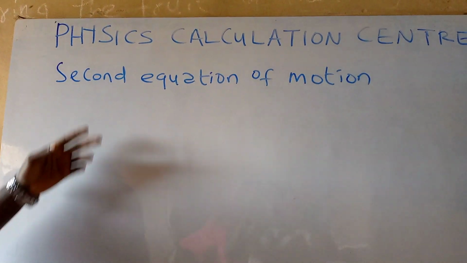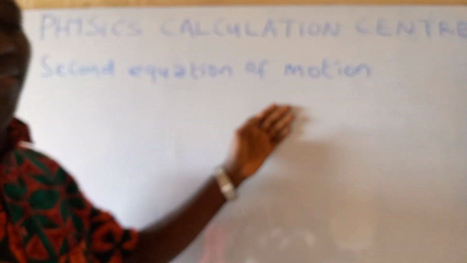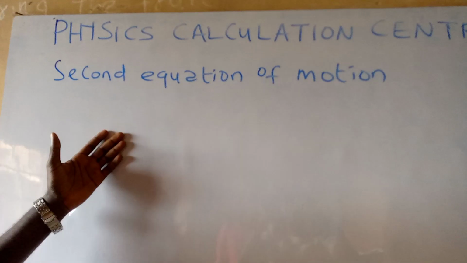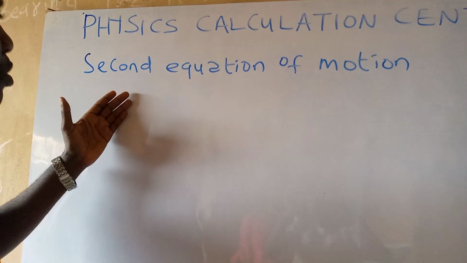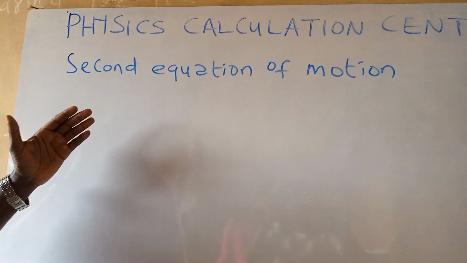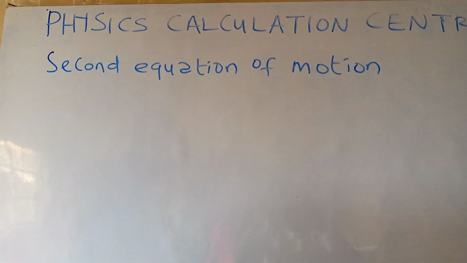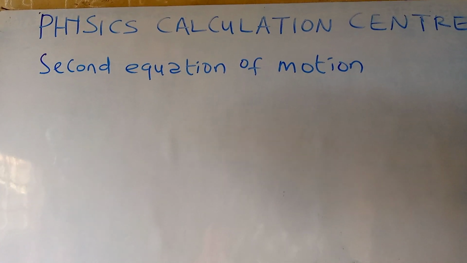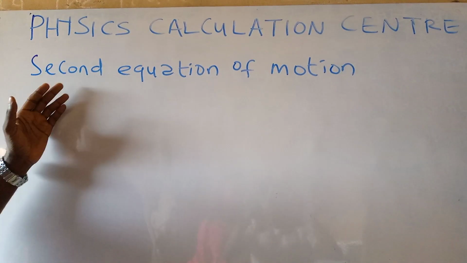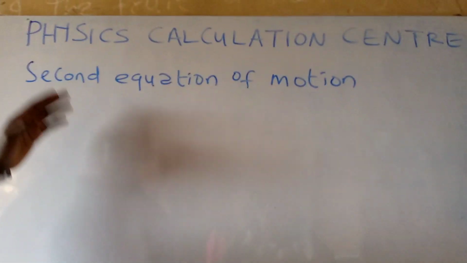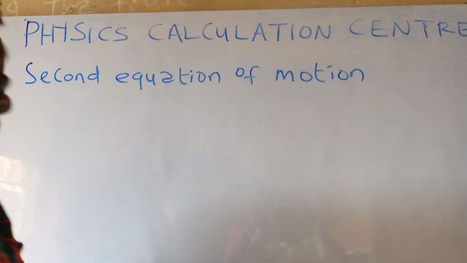Today, we'll be looking at the second equation of motion. If you remember, the last time we met, we saw the first equation of motion. To remind you, we are still under uniform acceleration. And when you're calculating uniform acceleration or uniform velocity, you need the equations of motion. So today we'll be looking at the second equation of motion.